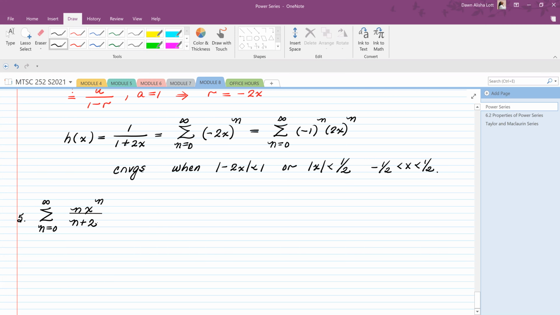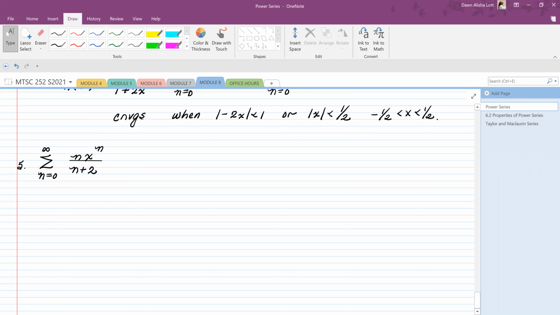Okay, so this power series, we want to determine if and when it converges. For this one, I would probably use the ratio test. I choose the ratio test because I don't know how to take the root of this. I could use the root test, either one will work, but I'm just going to use the ratio test.